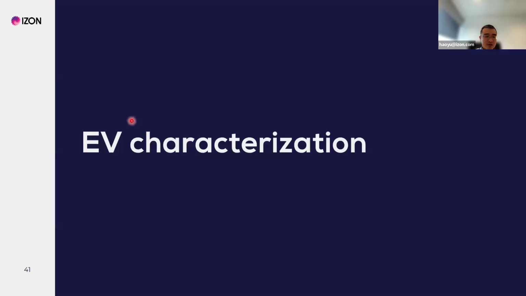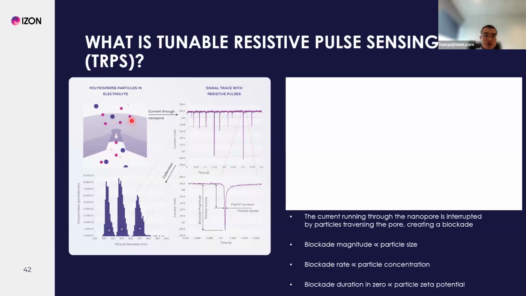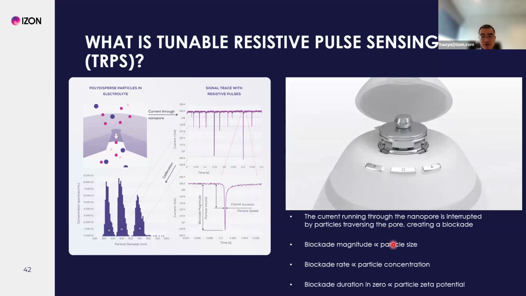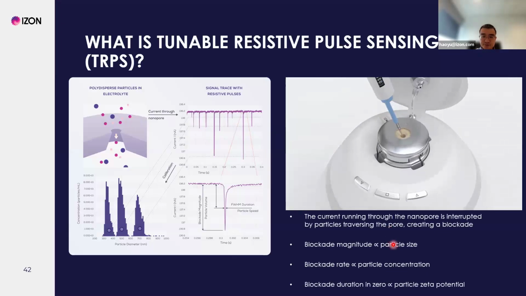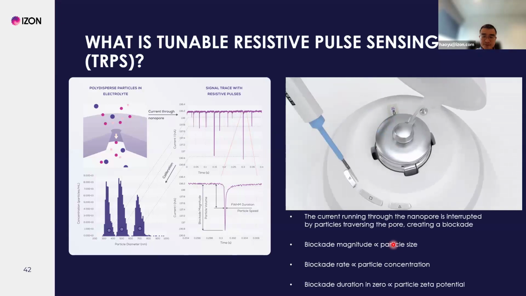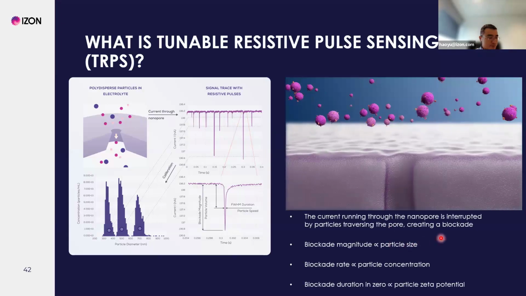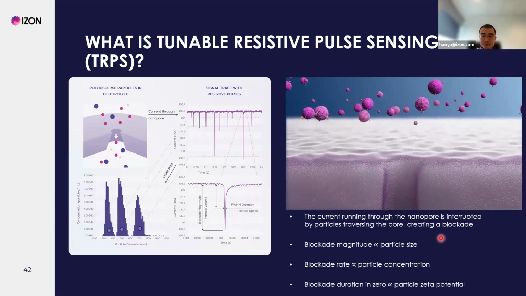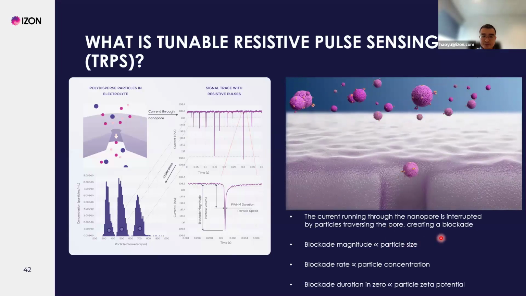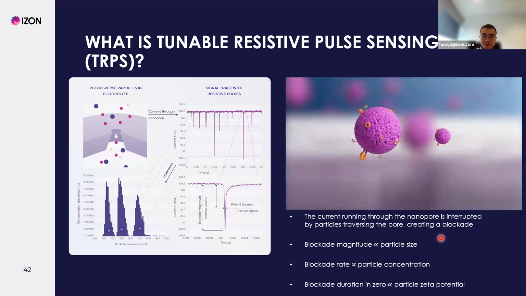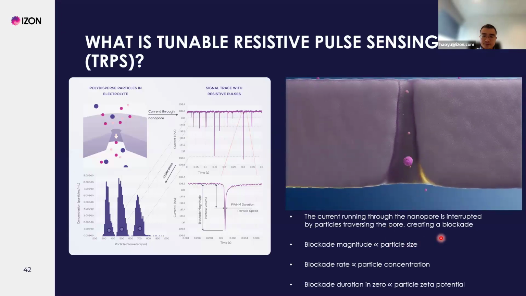And last, I would like to briefly mention our EV characterization device. Our device is based on TRPS technology. So here is the principle of Tunable Resistive Pulse Sensing, or TRPS, a technique that measures particle size, charge, and concentration. TRPS measures particles from 50 nanometers to 20 microns as they pass through a tunable nanopore.